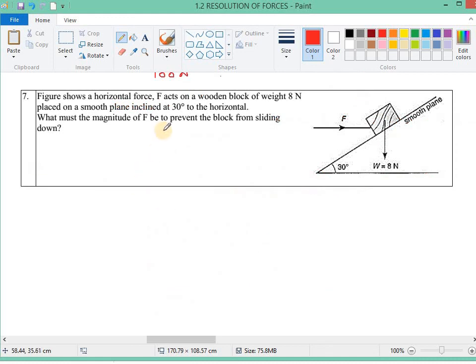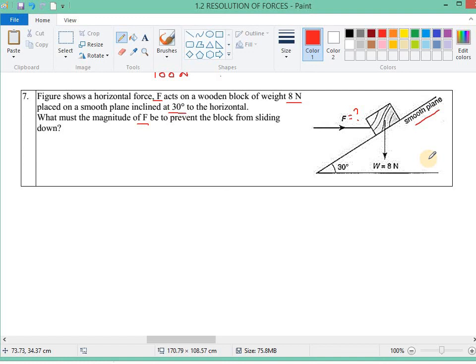The figure shows a horizontal force F acting on a wooden block of weight 8 Newton, placed on a smooth plane inclined at 30 degrees to the horizontal. What must the magnitude of F be to prevent the block from sliding down? So that means this one needs to be how much? Then only you can stop the block from sliding down. Here it says that this is a smooth plane. So smooth plane means there is no friction.